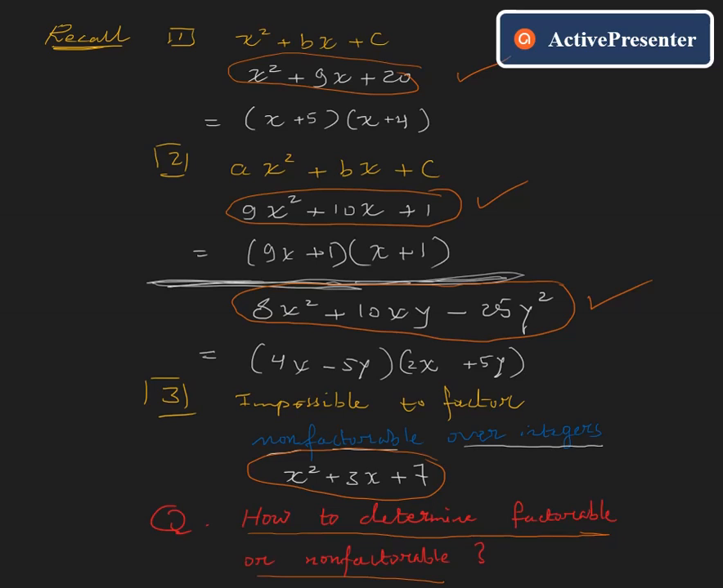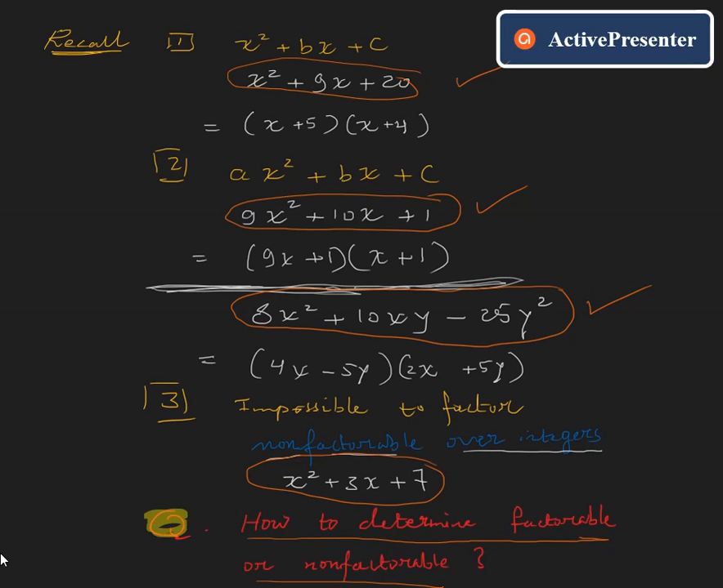How to determine that it is non-factorable over integers? Because sometimes you may think that it is non-factorable and you say non-factorable over integers. However, you may miss something, and the trinomial itself can be factored. Therefore, it is important to know whether the trinomial is factorable or non-factorable. How is that? Before answering this question, we need to know important things.